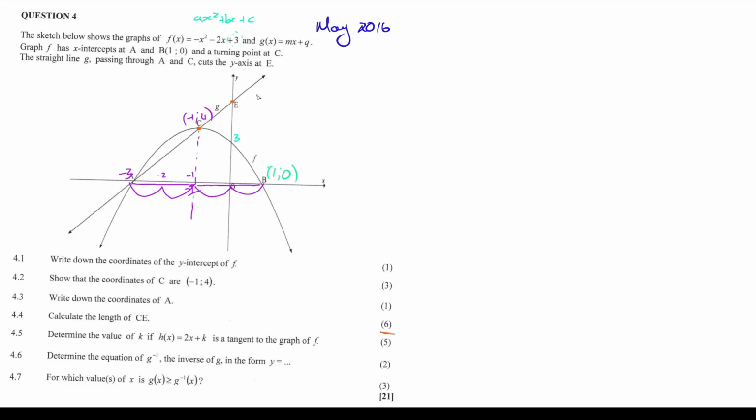So I look at C and E and they ask me for the length. I see this is not a vertical or a horizontal line, so I can't use any of my usual tricks. It's a diagonal line, so I'm going to have to use the distance formula. So I want to use distance formula.